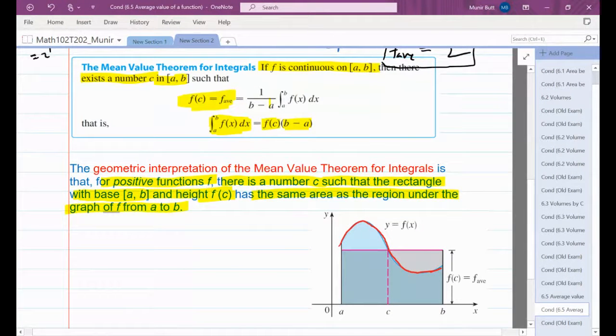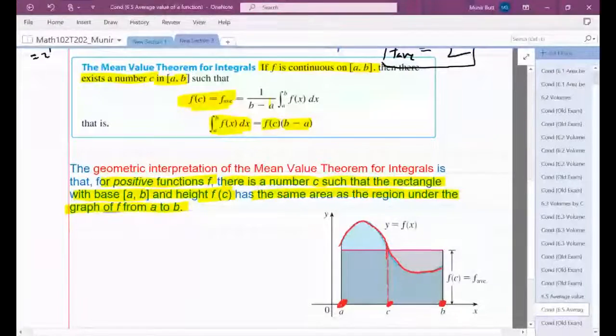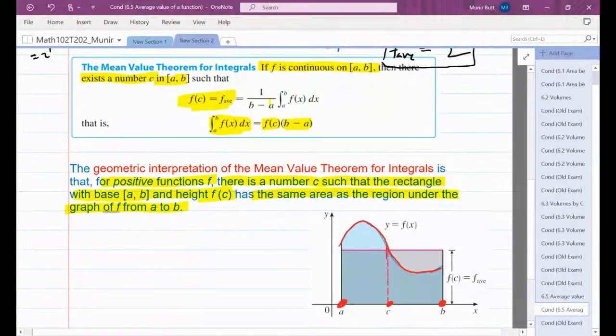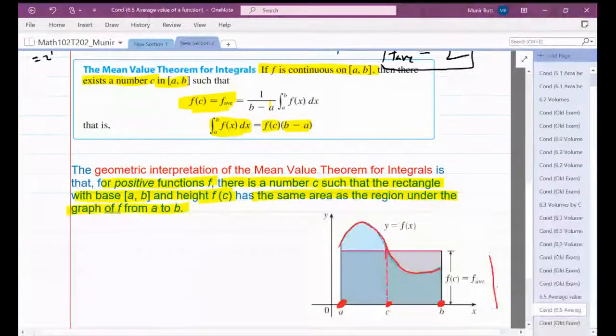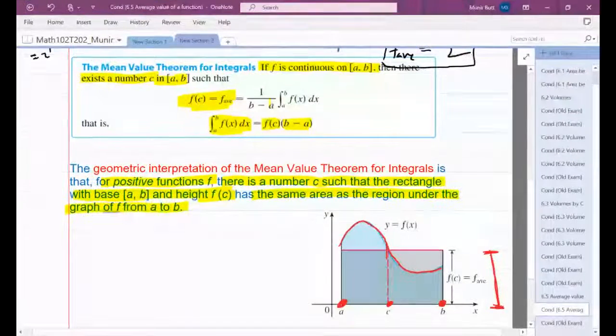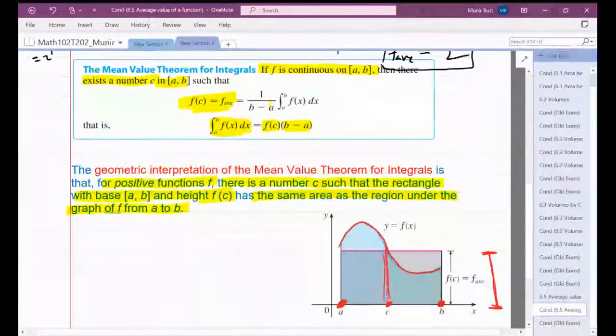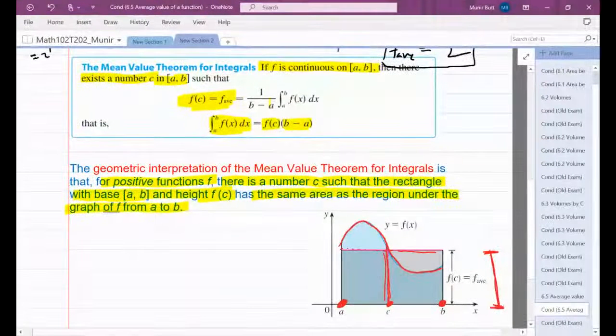Okay, this is the graph, and now we see, according to the mean value theorem, from this point A to this point B, there is a point C such that the function value, which you see in the dot, is actually your f of c, which is written here. So this is f of c, and this f of c is actually the average value of this function.